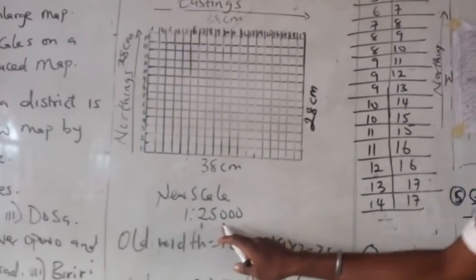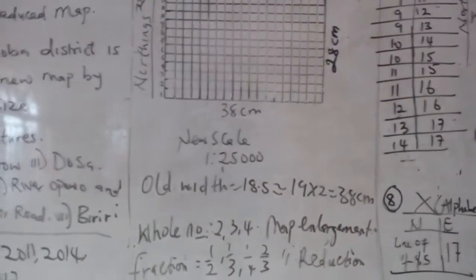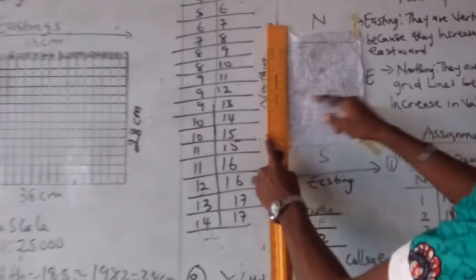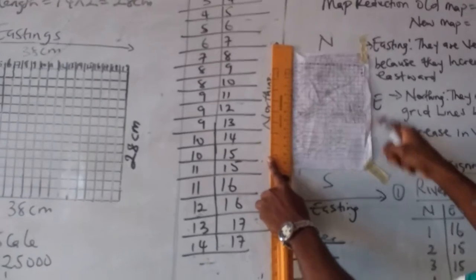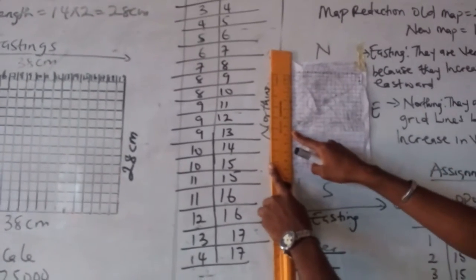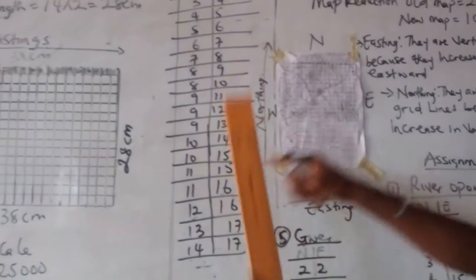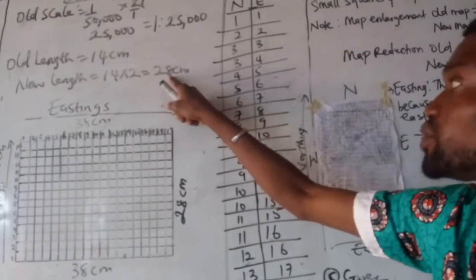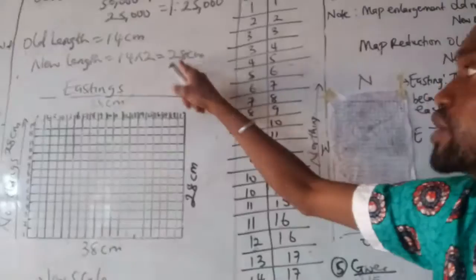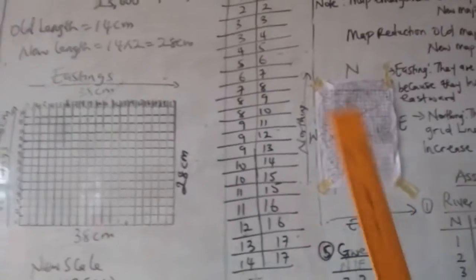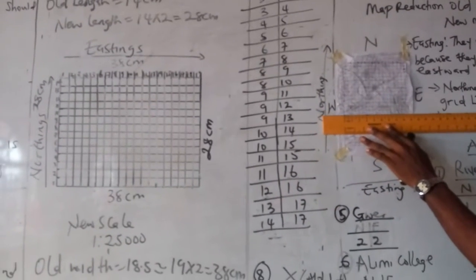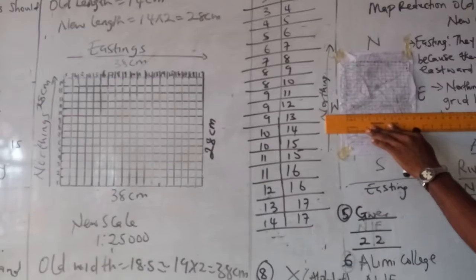Now the old length, how will you get that one? You measure the length, use your ruler. You use your ruler to measure the length from here to here. This is your length, and this is your width. When you measure from here to here, the length is 14. So you now say 14 multiplied by the same twice, 2, will give you 28. So your new length will be 28. How do you get your width, the whole width? From here to here gives you 19.